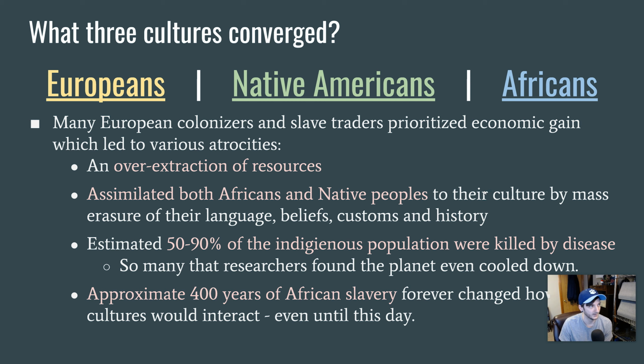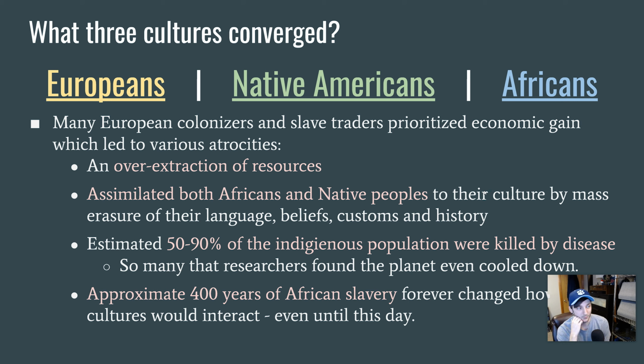With that out of the way, we want to learn early America, what three cultures converged. It's a dark past. Not going to sugarcoat this one, peeps. We're going to look at Europeans, Native Americans, and Africans. So many of you have probably have an inkling through conversation with others or classes in your past. But many European colonizers and slave traders prioritized economic gain, which led to various atrocities. I do want to put a footnote in there. There are also many European colonists that were trying to escape famine as well.